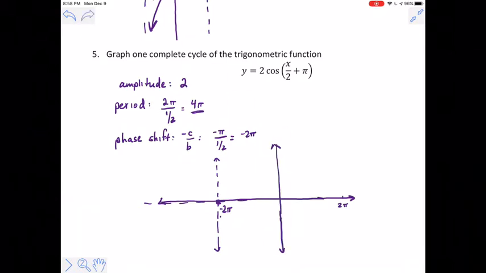And then the amplitude is 2. So using that same scale on my new x-axis up here, now we're graphing cosine. Cosine doesn't start at the midline like sine does. Cosine starts at the top of its amplitude.